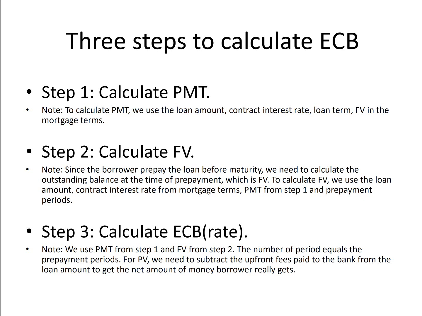To calculate future value, we use the original loan amount, contract interest rate from the mortgage terms, monthly payment calculated from the first step, and the prepayment period. In the third step, we calculate the effective cost of borrowing. We use monthly payment from the first step, future value from the second step. The number of periods will equal the prepayment period. For present value here, we need to subtract upfront fees paid to the bank from the loan amount to get the net amount of money the borrower really gets from the bank.